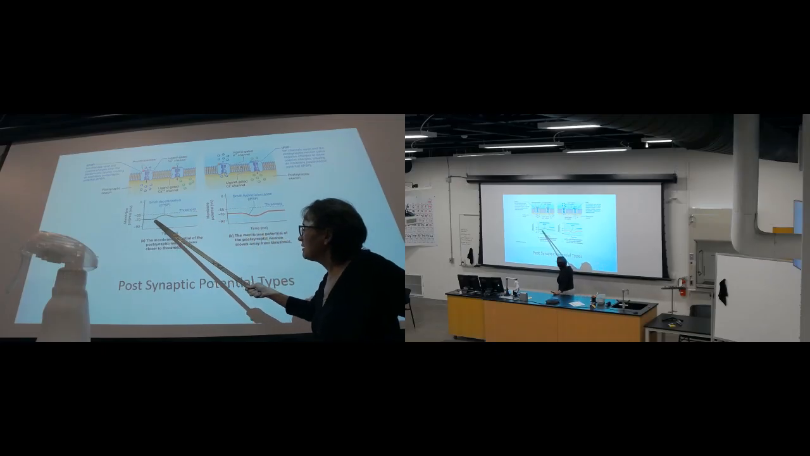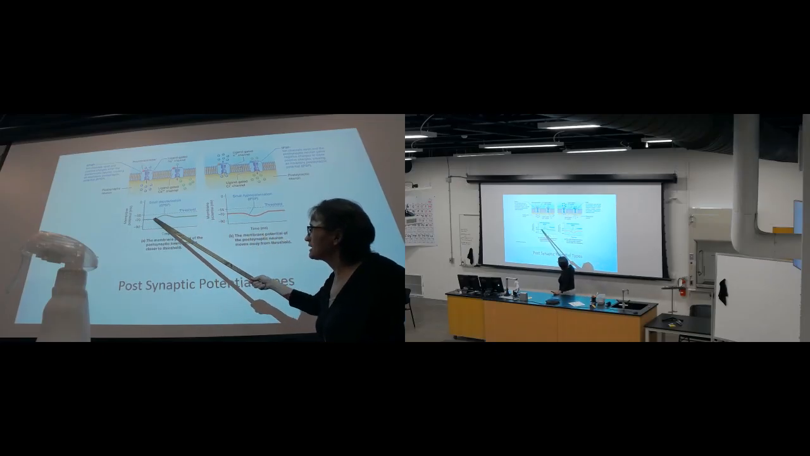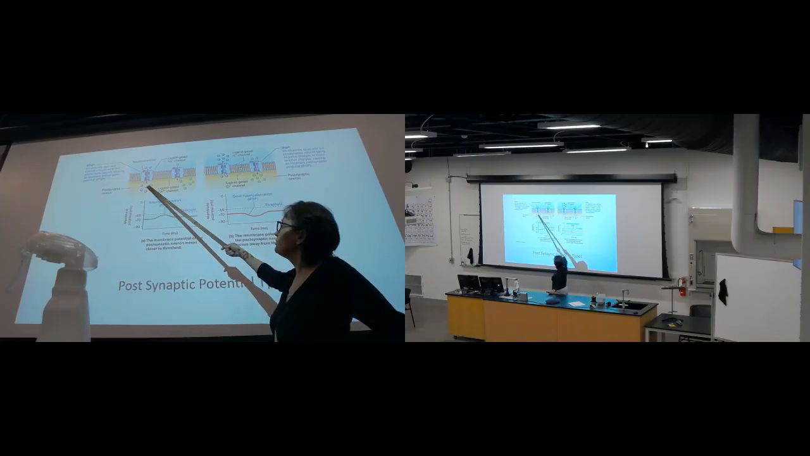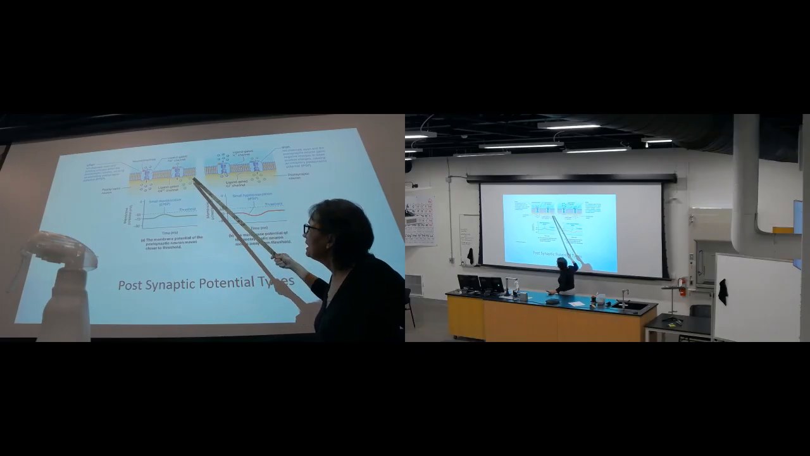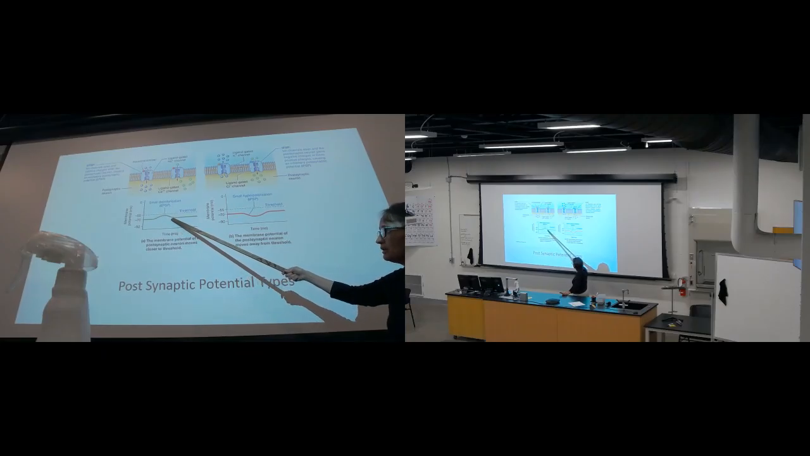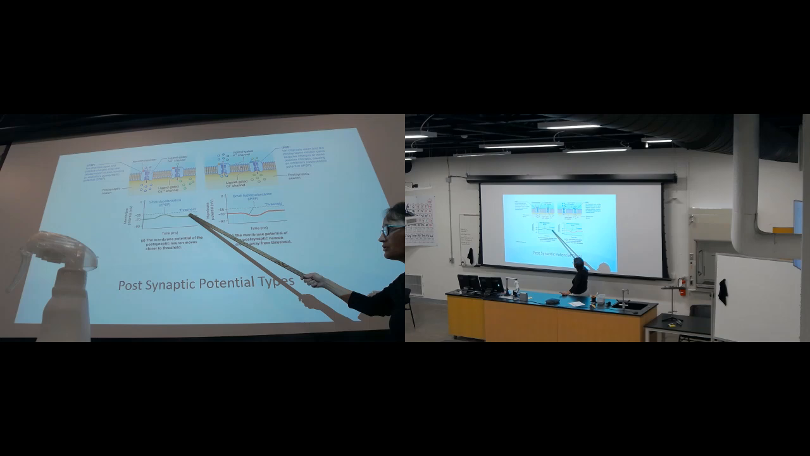So if this is the resting membrane potential of a cell, the postsynaptic cell, minus 70, and then you have a neurotransmitter that allows you to have influx of positive ions, that will lead to a slight depolarization that doesn't reach the threshold, as you can see here. It can be less than minus 55 millivolts.